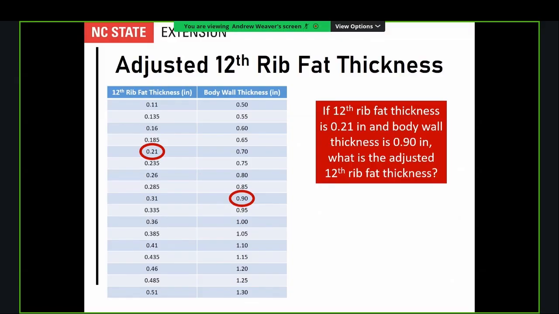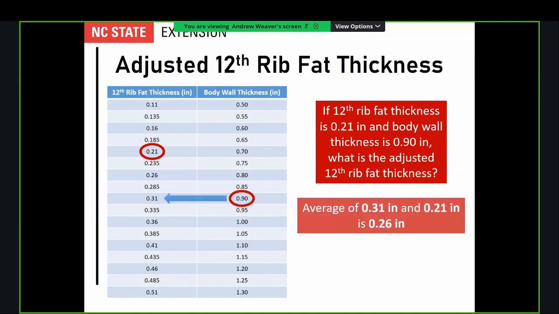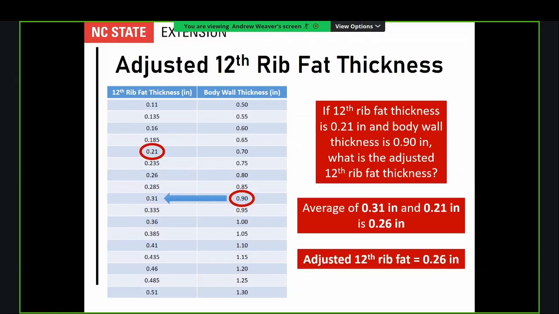So the 12th rib fat thickness is a little bit less than what I would expect based on the body wall thickness. What does that tell me? Well, maybe I need to adjust that 12th rib fat thickness up a little bit. I take the average of 0.31 and 0.21, I get 0.26. And so the adjusted 12th rib fat thickness here would be 0.26 inches, the average of the actual 12th rib fat thickness and the expected 12th rib fat thickness based on the body wall thickness.